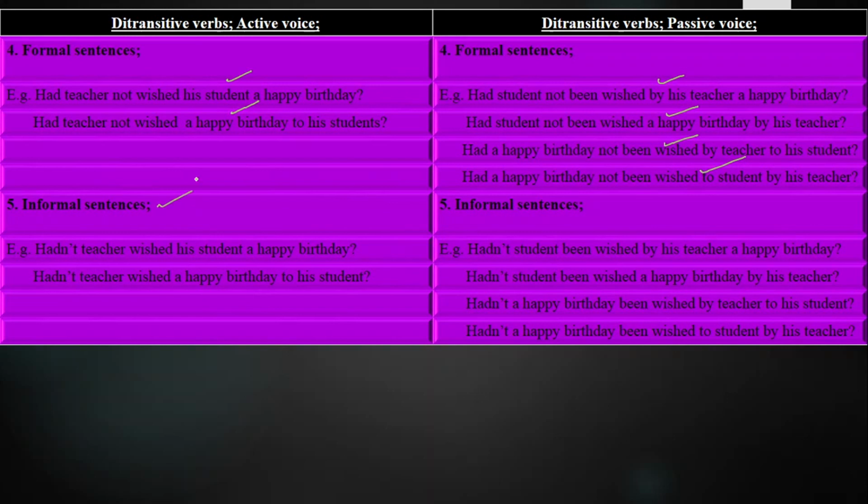Last we have got the informal sentences. Those sentences in which we ask a question, deny the statement, and we ask them in an informal way, in a friendly atmosphere. Hadn't teacher wished his student a happy birthday. Hadn't teacher wished a happy birthday to his student. Hadn't student been wished by his teacher a happy birthday. Hadn't student been wished a happy birthday by his teacher. Hadn't a happy birthday been wished by teacher to his student, and hadn't a happy birthday been wished to student by his teacher. So these are the sentences of ditransitive verb wish from active voice into passive voice in 4 ways, in past perfect tense.